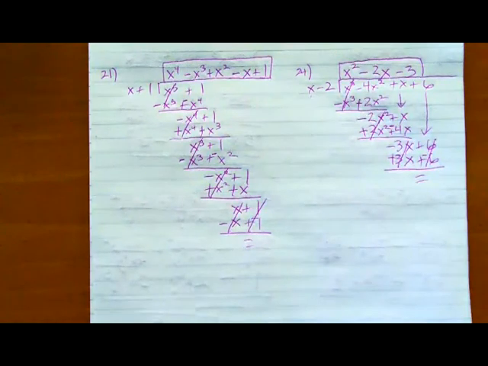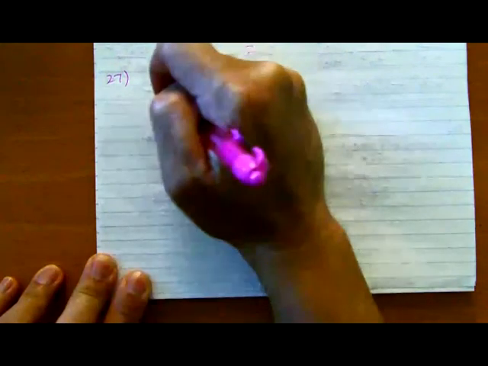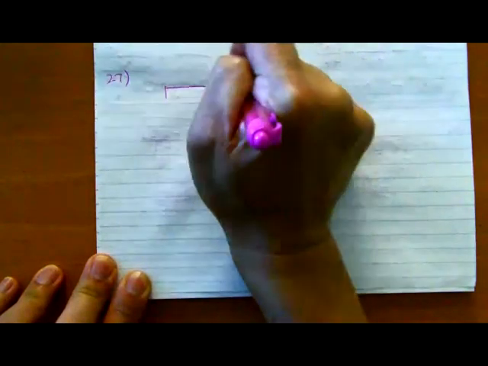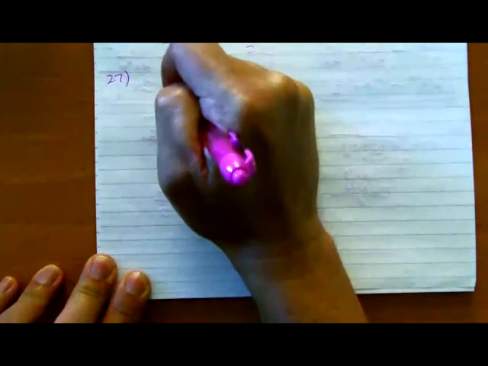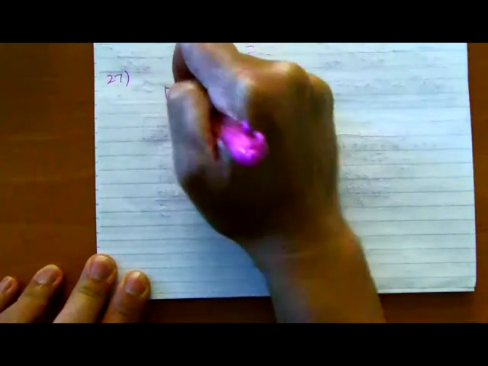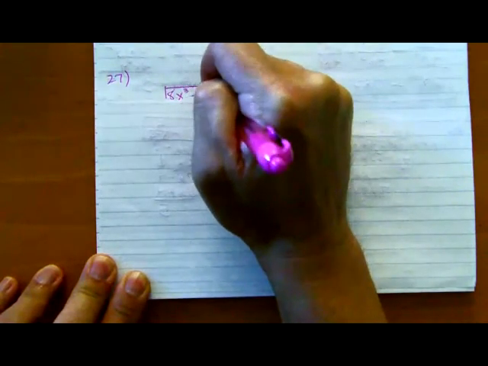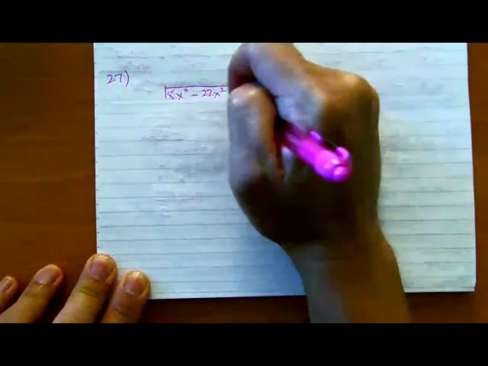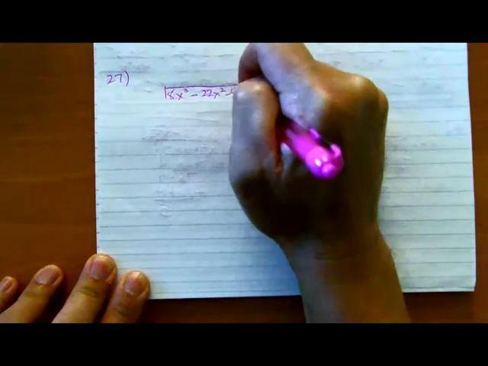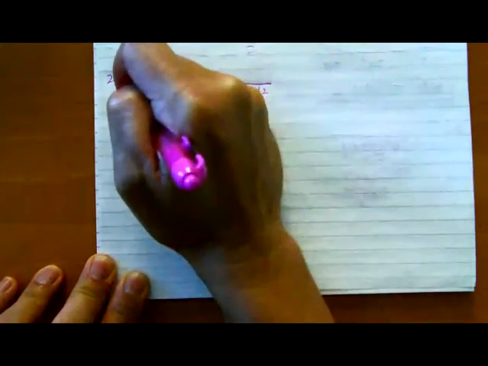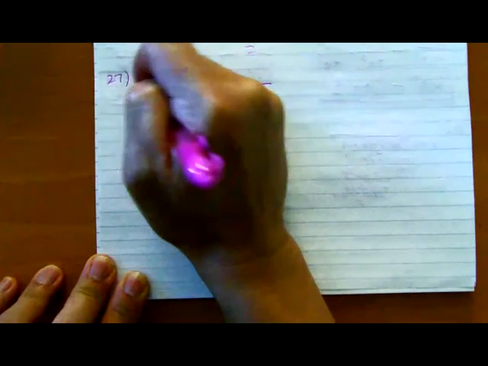Number 27. Says 8x to the third minus 22x to the second minus 5x plus 12 divided by 4x plus 3.